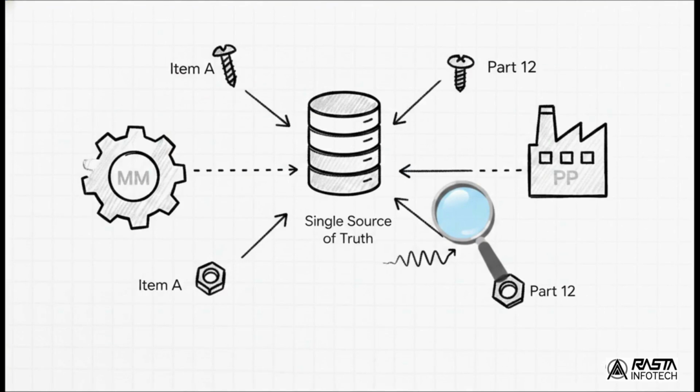Section 2, Key Points of Integration. It all starts with the foundation, which is material master data. This is the core data shared across both MM and PP to guarantee consistency. I mean, you literally can't have procurement calling a screw item A while production calls it part 12, right? Material master data creates a single source of truth. So before any specific actions or automated triggers can even happen, both systems need to be speaking the exact same language about the materials they're handling.